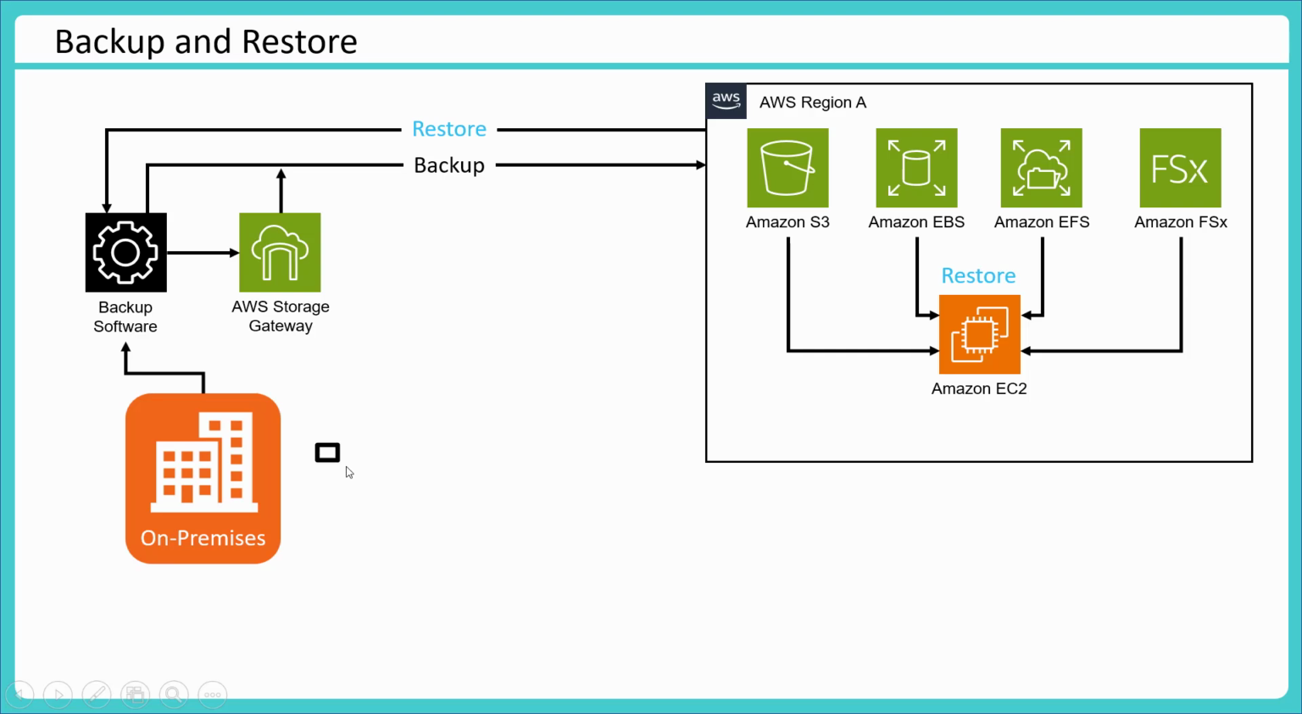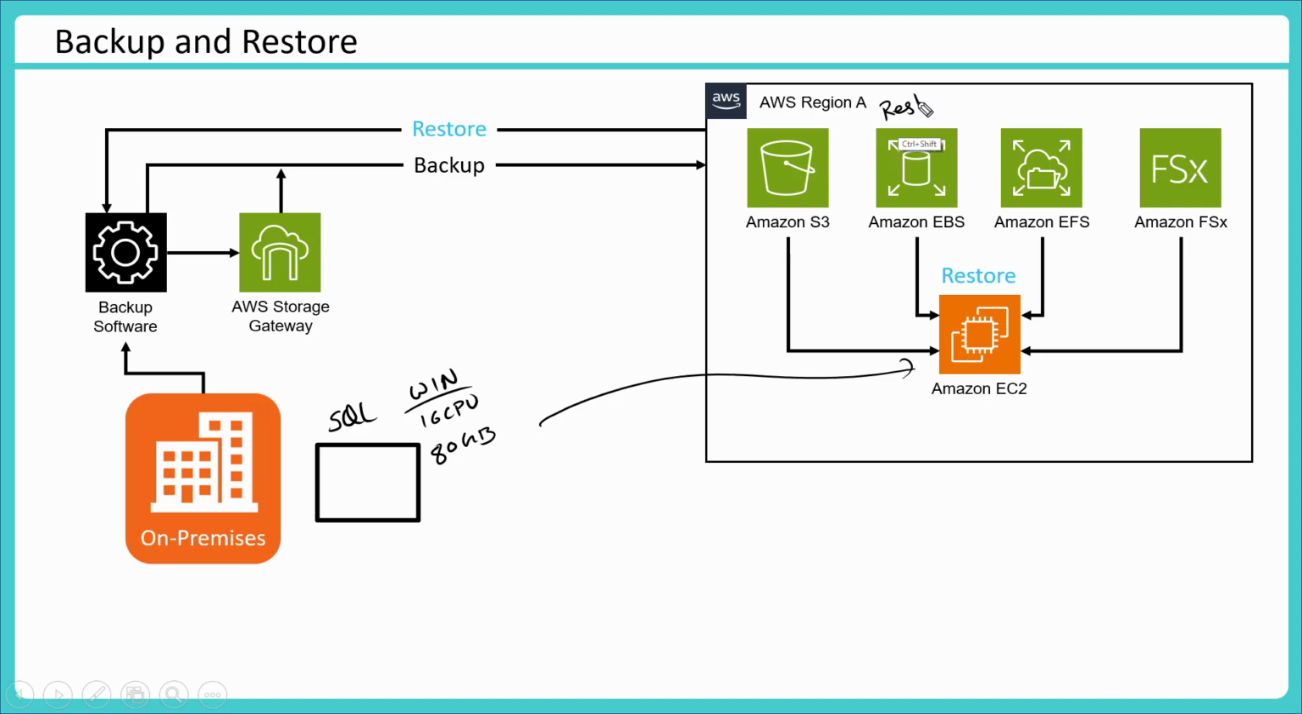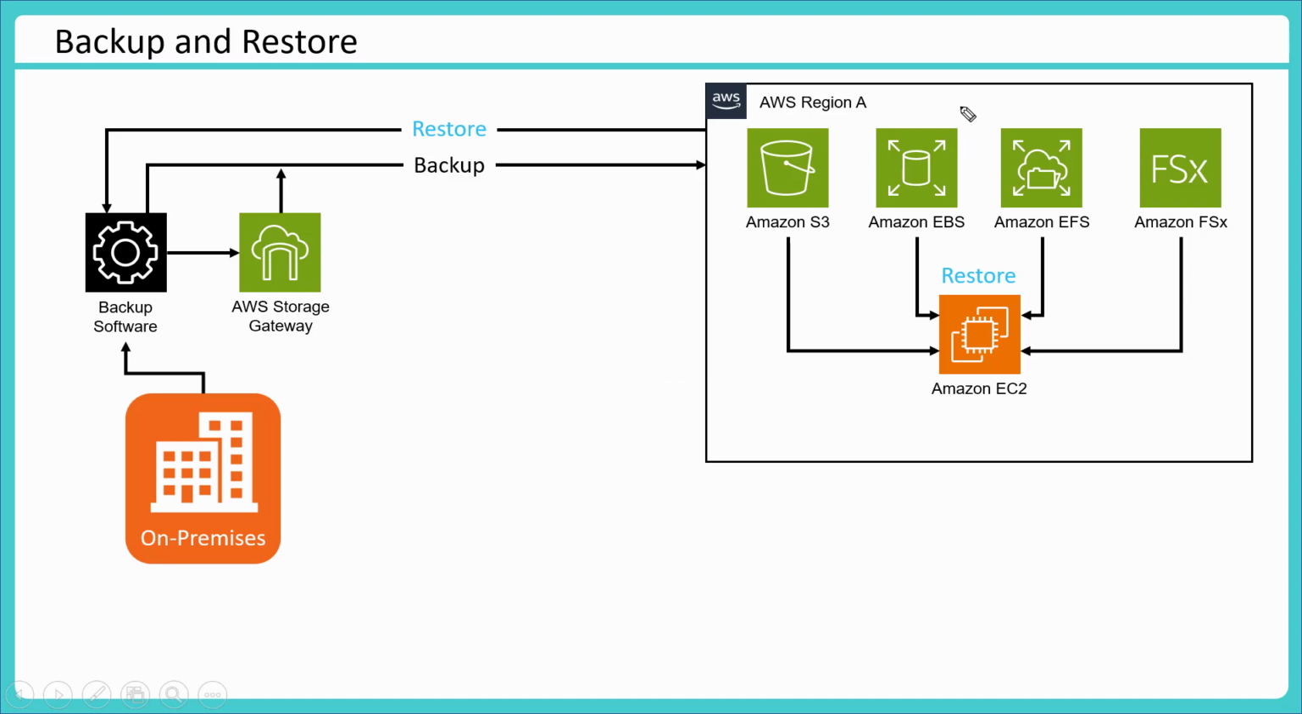So let's say I have a web server here, which was SQL Server, which was running Windows as an operating system, which had 16 CPU and a disk space of 80 GB. What I could do is create a similar machine in Amazon EC2 service and then restore my backup onto that machine and get my application running again. So we could have leveraged that.